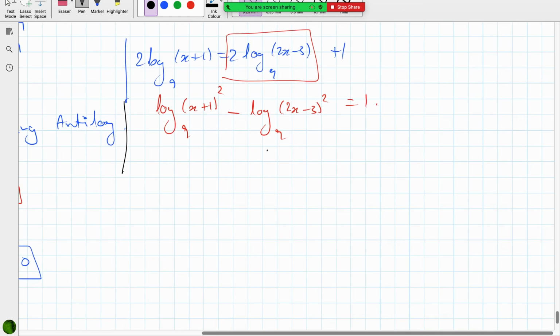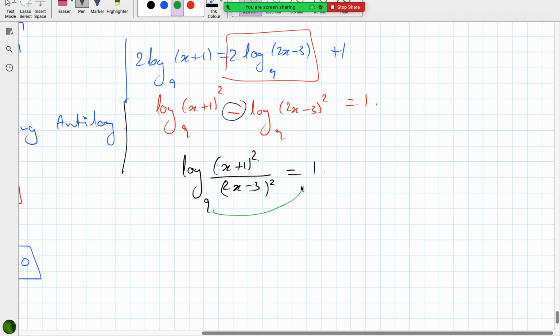Now we see this is 9 in the base. So I can convert them into single log, and I'm noticing this negative sign, so I'll have to divide. So we'll write log of (x plus 1) whole square divided by (2x minus 3) whole square to base 9 is equal to 1. Is it okay? Now you can apply logarithm to index form. This 9 goes on the other side and it becomes (x plus 1) whole square divided by (2x minus 3) whole square is equal to 9 raised to power 1.